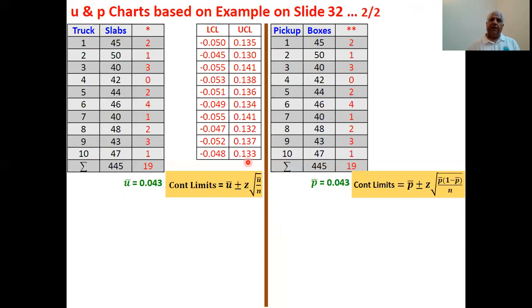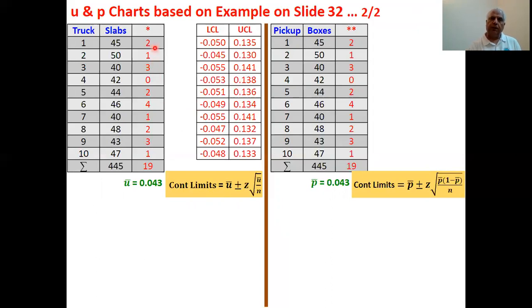Okay, we have found the center line. We have already discussed that. We are happy with that. U bar on the last slide, 0.043 or 4.3%. We have got the lower control limit. We have got the upper control limit. The final thing left for the chart is what data we are going to plot.